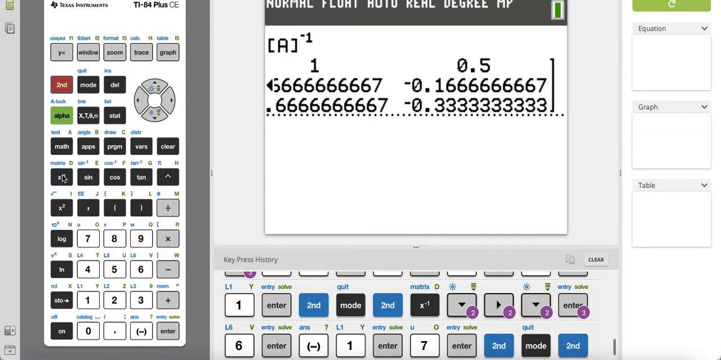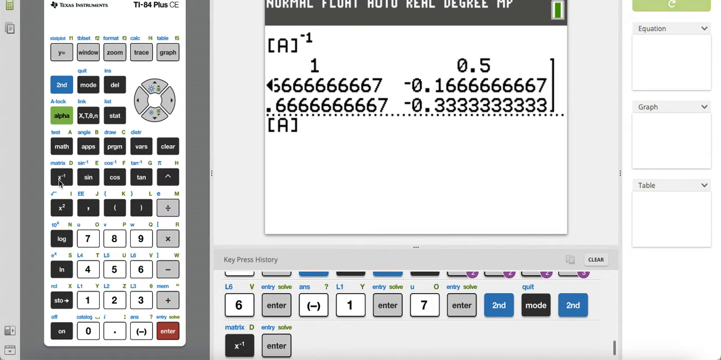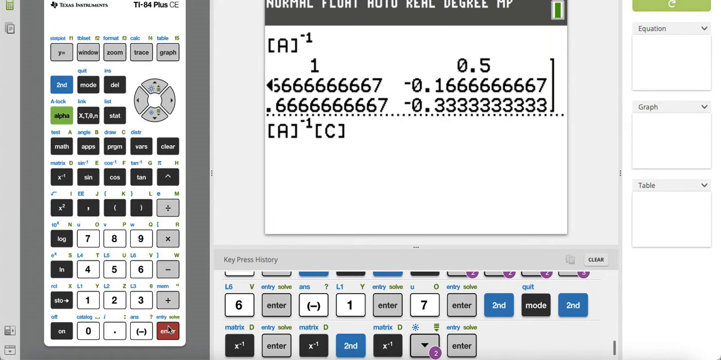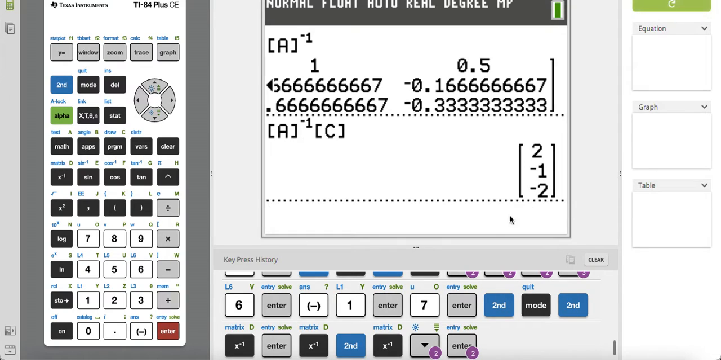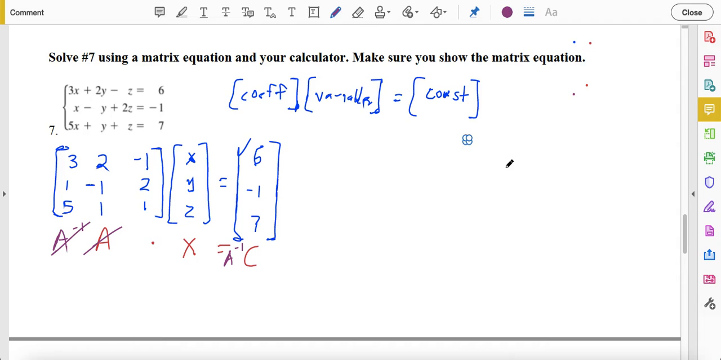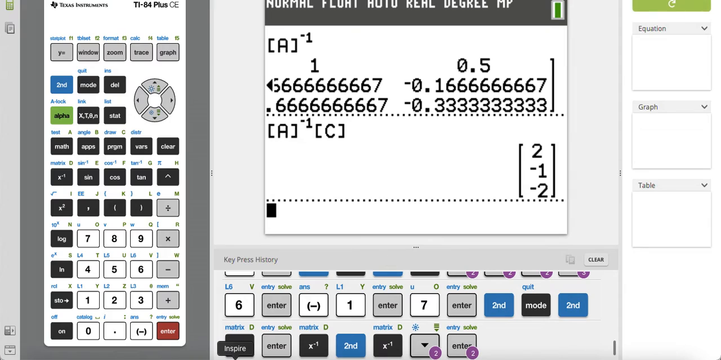So we're doing the inverse of A, so second matrix, we want A inverse times, second matrix again, C. And that right there is the solution, our variable matrix. So matrix X, our X, Y, Z here, is 2, negative 1, negative 2.